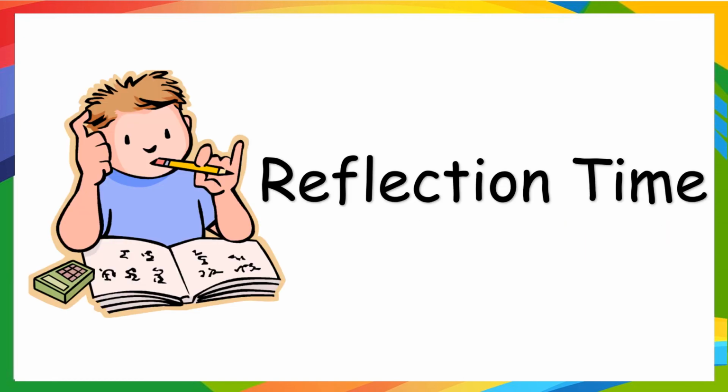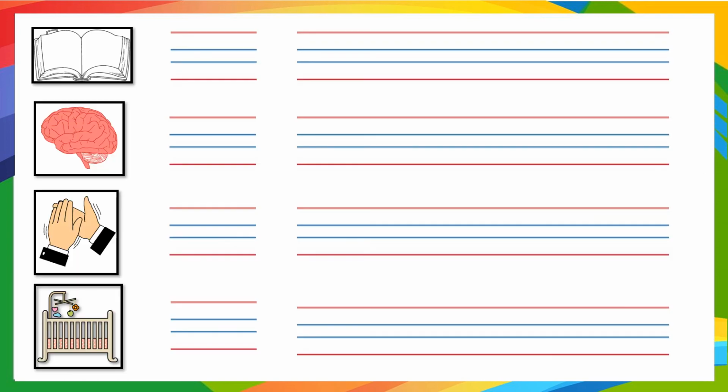Now it's reflection time. For this activity, you need a paper and a pencil. And draw each picture you see here and write the name of this picture, which starts with bl, br, cl, or cr. Okay, so you need to write the word and then make a sentence for each word. Do this activity and post it on Teams assignment.